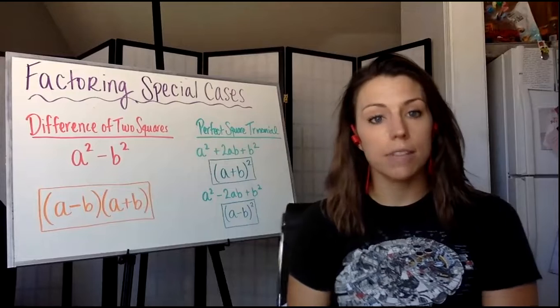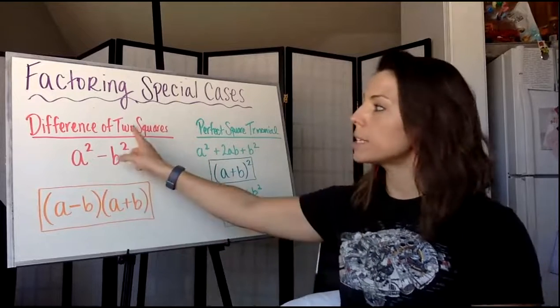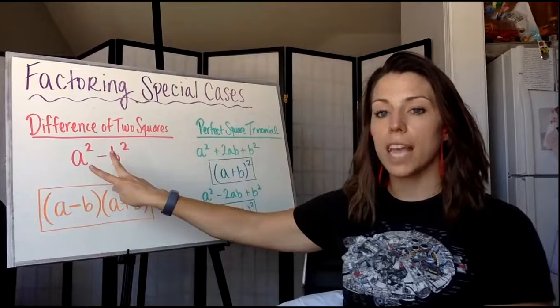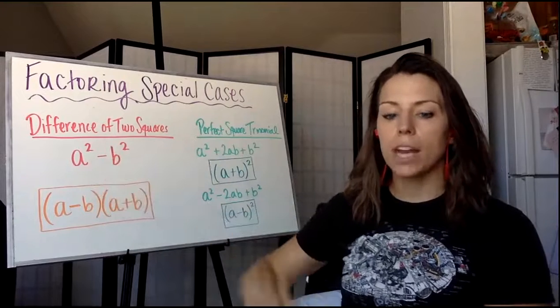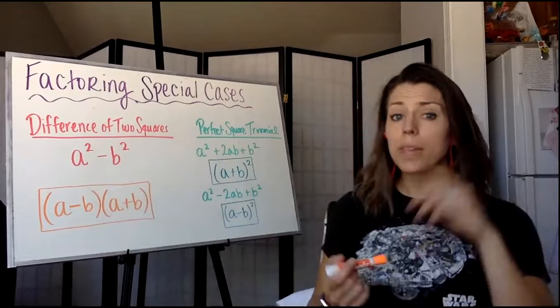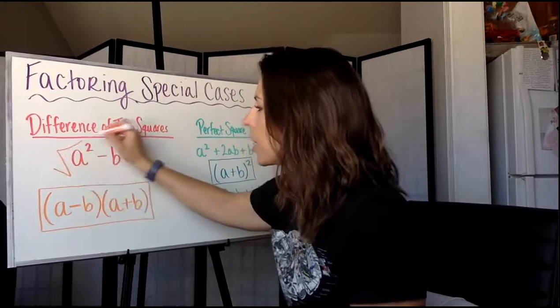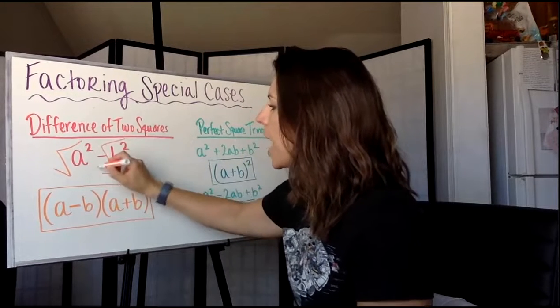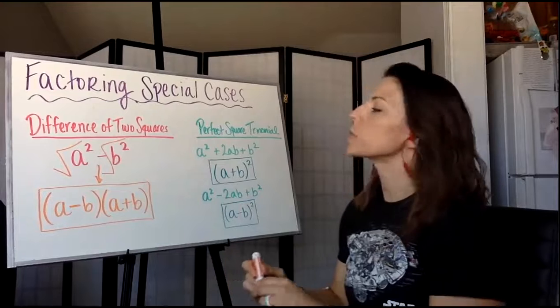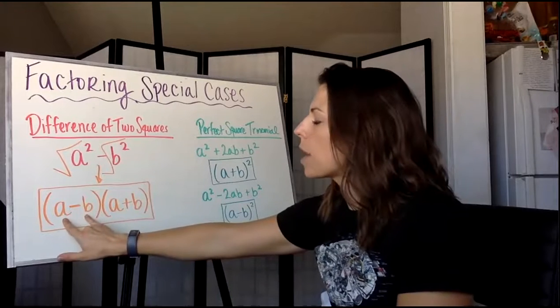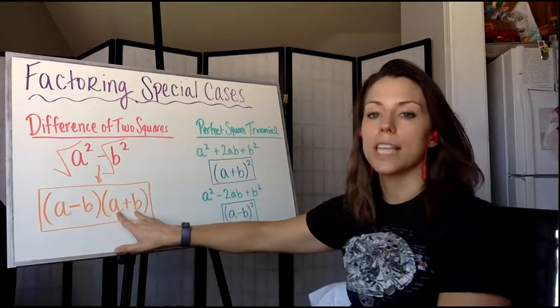The way that you can tell if it's a difference of two squares: one, it must be a difference, meaning it's subtraction. Two, there must be two terms, aka a binomial, and both of those terms must be perfect squares. If all three of those are true, to factor it, all you do is take the square root of both terms and place it into this form. So the square root of a squared would be a, the square root of b squared would be b. So you would have one where it's a minus b and the other where it's a plus b.